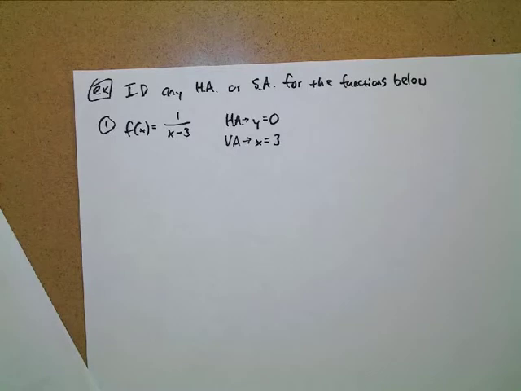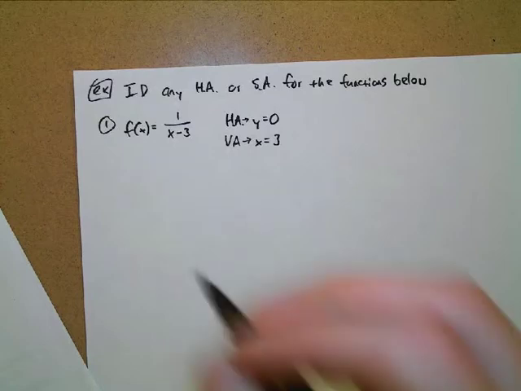Okay. So we have kind of two different things that we do here. We have horizontal and slant asymptotes, which are figured out together, and then vertical asymptotes are figured out separately. So yes, they're both asymptotes. We figure them out separately because they're kind of two different kinds of asymptotes.